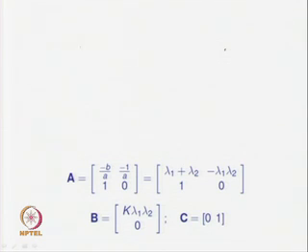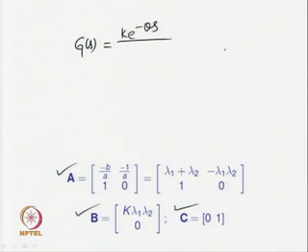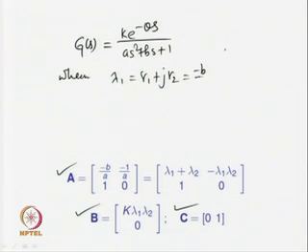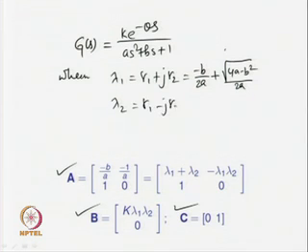Let me repeat how we have been able to find the state equations which has got constants A, B and C, given G(s) in the form of k e to the power minus theta s upon A s square plus B s plus 1, when lambda 1 is equal to gamma 1 plus j gamma 2, which is equal to minus b upon 2a plus j root of 4a minus b square by 2a, and lambda 2 is equal to gamma 1 minus j gamma 2, which is equal to minus b upon 2a minus j root of 4a minus b square by 2a.